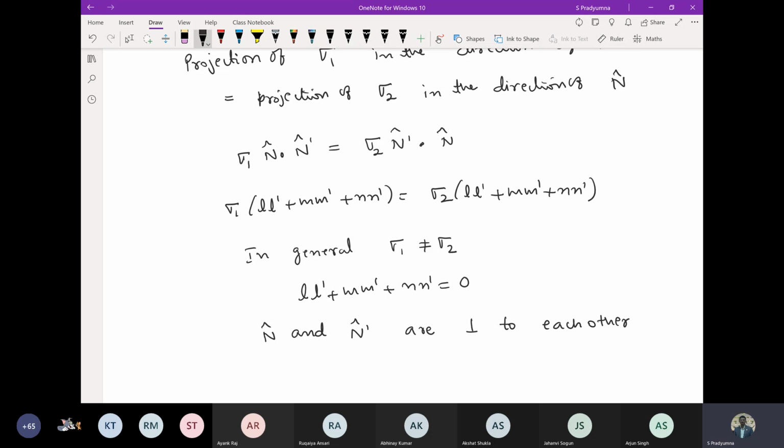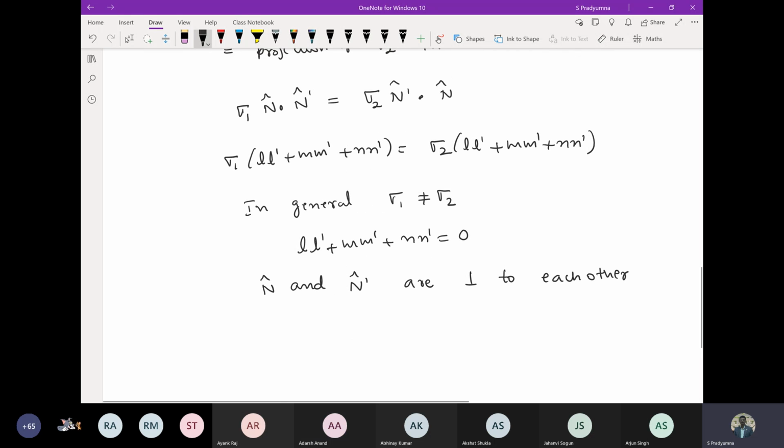Similarly, I can take one more stress, sigma 3, for example, with n double dash. I can consider n double dash and work on similar lines to get that the third principal stress is also perpendicular to these two principal stresses. So that is also possible. Correct? Yes. All right. Now, this is a proof that the principal stresses are normal to each other. So this we have proved.